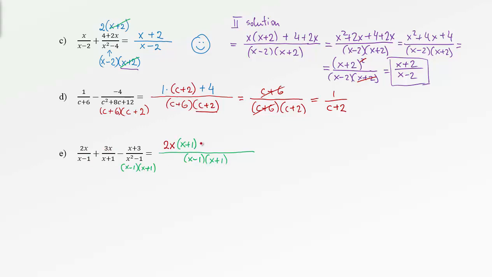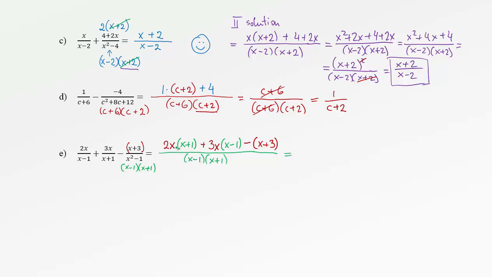Then we have plus 3x, next fraction. And how does this fraction change? The missing bracket is x minus 1, so we multiply 3x times x minus 1. And finally, we have a minus here. So remember, keep a bracket around the numerator because of this minus. So we have negative x plus 3. And this x plus 3 would have to be multiplied by the missing bracket. But there is no missing bracket. The denominator is exactly the same for the third fraction. So there's no need to change anything in the numerator.